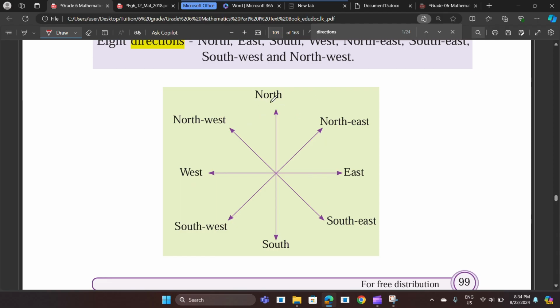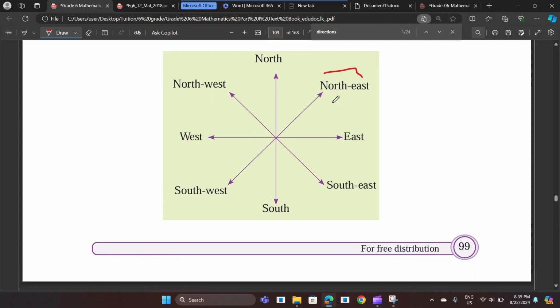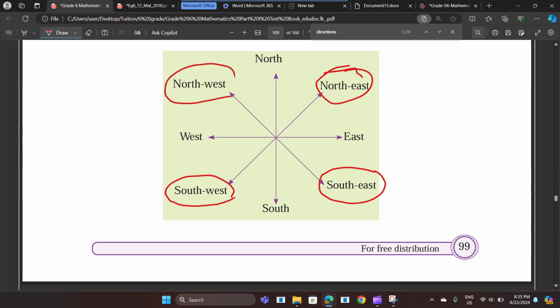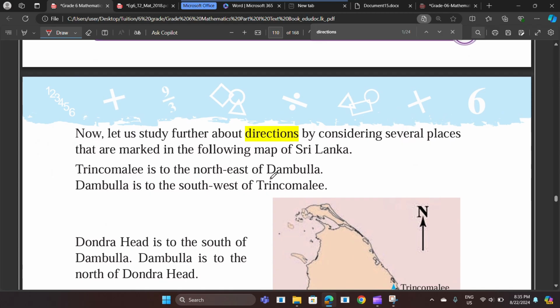This is north. The direction between north and east is northeast. The direction between east and south is southeast. The direction between south and west is southwest. The direction between west and north is northwest. These are the 8 directions you have learned so far.